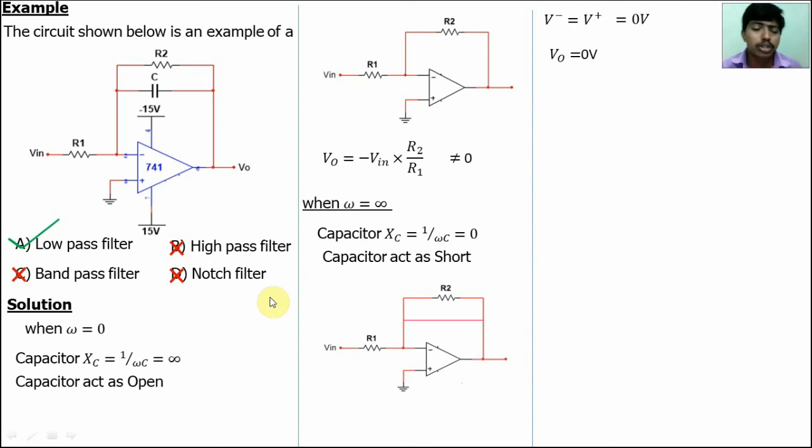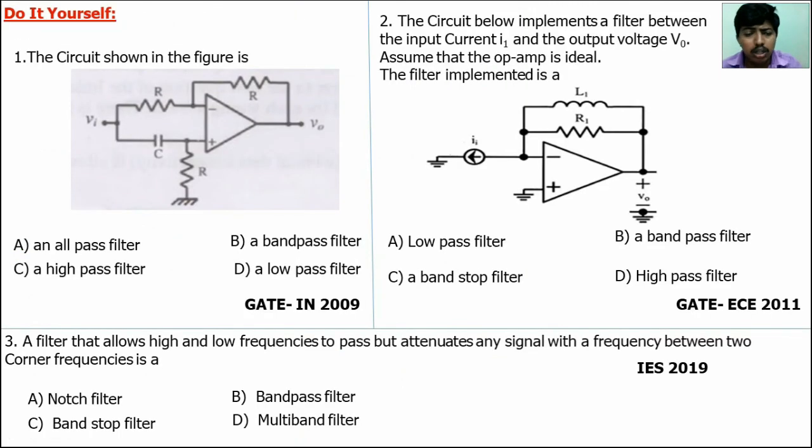These are the concepts. Now do it yourself. Try to solve these problems and comment your answers. The first question was asked in GATE Instrumentation Engineering 2009. You have to identify whether the given circuit is low pass, high pass, band pass or all pass filter. The second question was asked in the GATE EC department 2011 examination. The third question was asked in the Indian Engineering Service Examination 2019. Comment your answers.